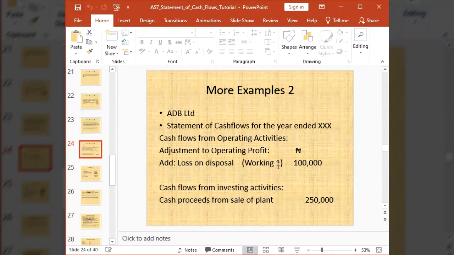And that is why we are adding back 100,000 naira to operating profit or to profit before tax, as a non-cash item. Then we also need to recognize the cash proceeds from the sale of the plant of 250,000 naira. This cash proceeds from the sale of the plant is recognized as an investing activity.